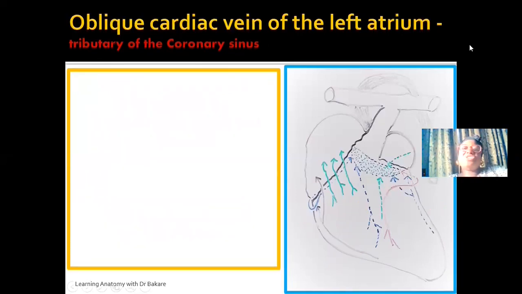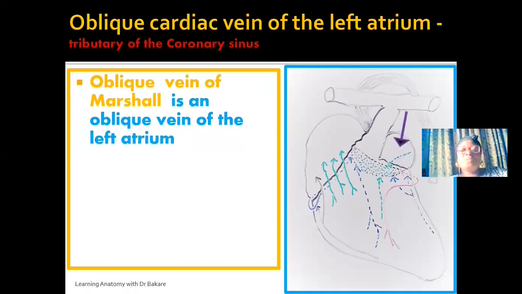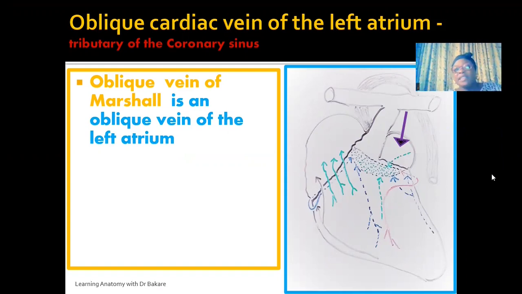And the next tributary of the coronary sinus is the oblique cardiac vein of the left atrium. Just from the name, that means it is the venous drainage of the left atrium. And we know that the left atrium is located at the posterior part of the heart. So it helps to drain the posterior wall of the left atrium. And this is the left atrium. The oblique cardiac vein of the left atrium is also referred to as the oblique vein of Marshall.